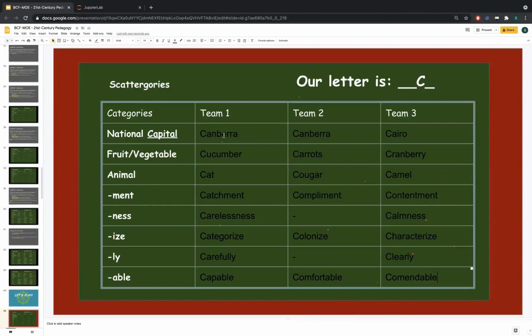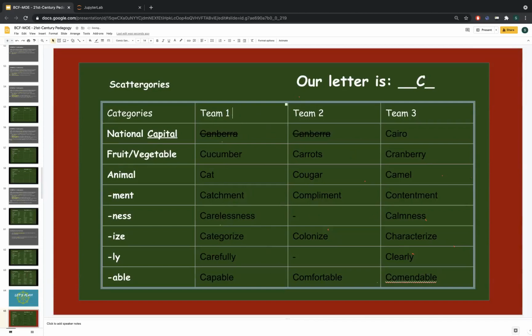I think we have some of the same answers. So it looks like 2 people had Canberra. Unfortunately, we have to be clever. We can't have the same word as another team, so no points. And these are all different. Perfect. These are all different. All right, that looks pretty good. So this team has 1, 2, 3, 4, 5, 6, 7.